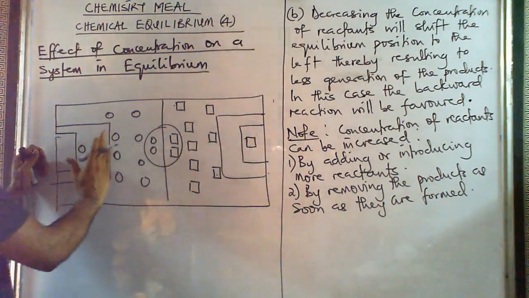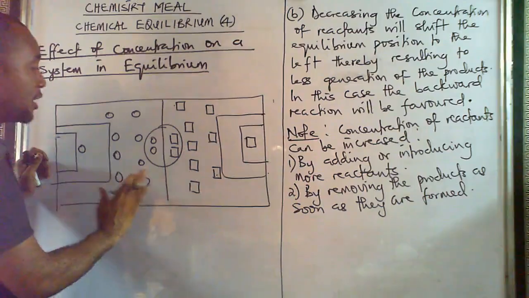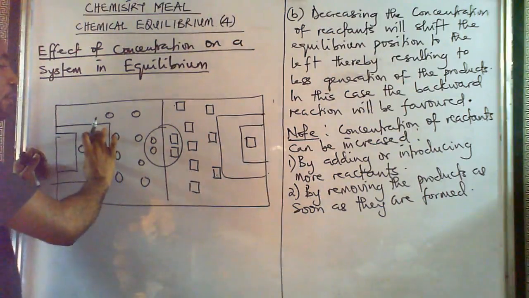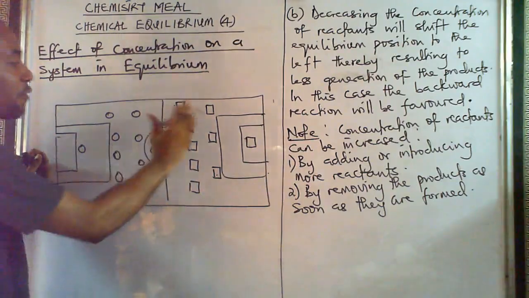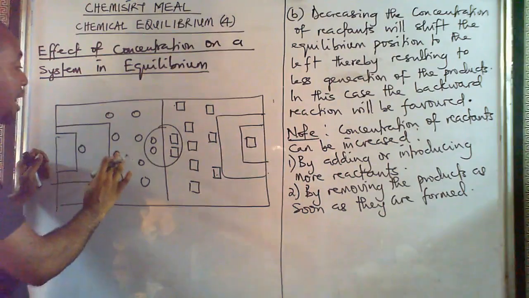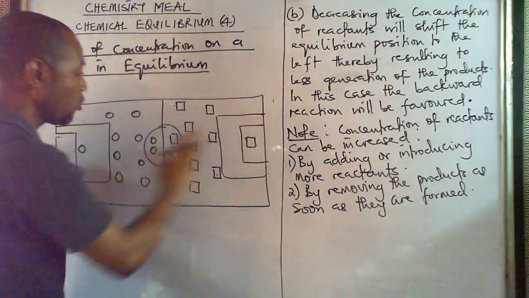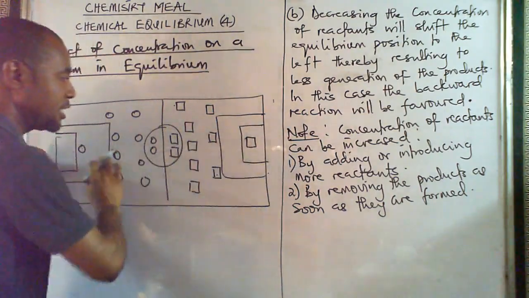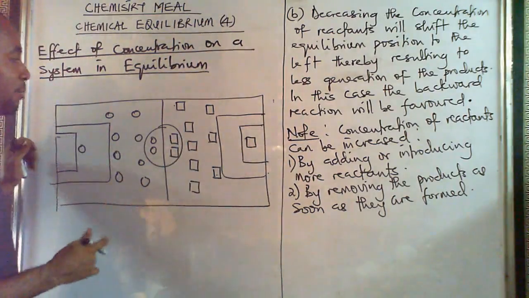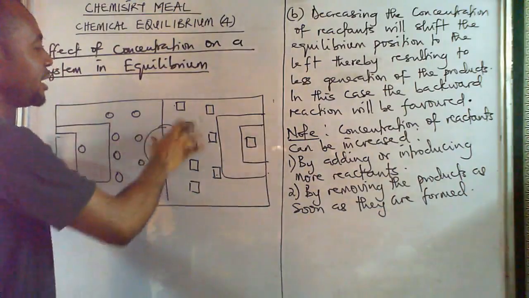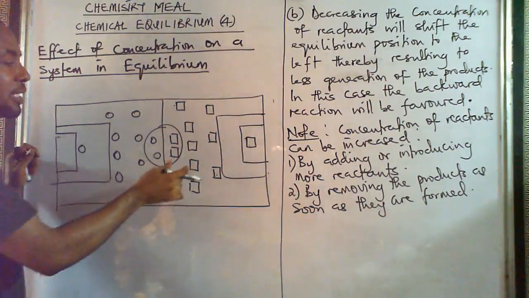So these people are just like the reactants, team product, right? So if I increase the number of people on the reactant side, on team reactant, maybe I added 2 more players. Instead of 11 against 11, we now have 13 against 11. You will notice that the ball will be moving to this side. You see, the forward reaction here will be what? Favored.